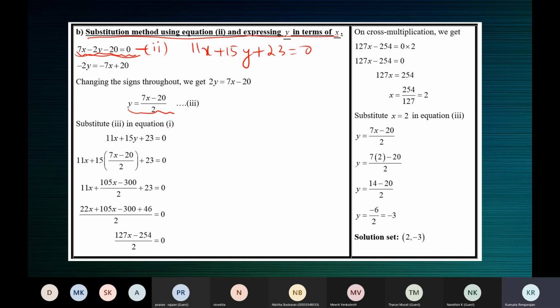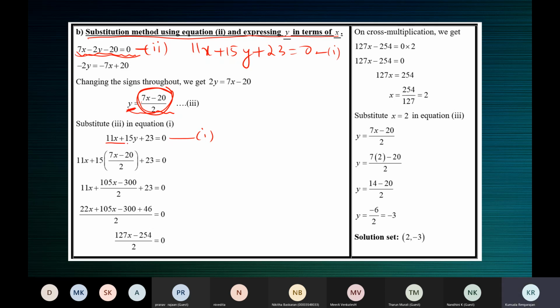Now substitute 3 in equation 1. This is equation 1. Now in equation 1, what do you do? In place of y, where you have y, you're going to write (7x minus 20) by 2. You are going to substitute y with (7x minus 20) by 2 in the first equation.